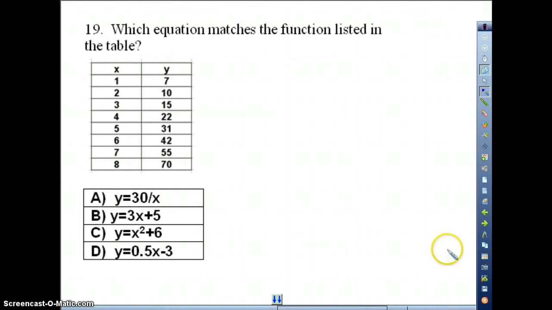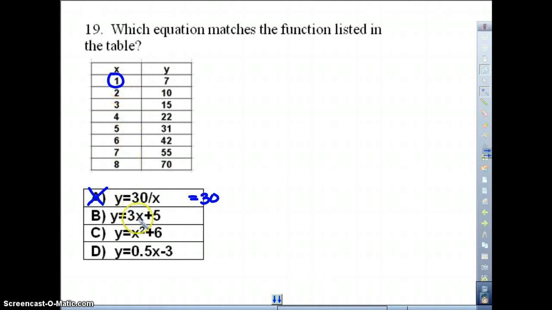Do the same thing. Pick a number. 1 is easy, but 1 is tricky. 1 could make 2 of those equations correct. You've got to be careful with the number 1. 30 divided by 1 is 30. They say the answer is 7.